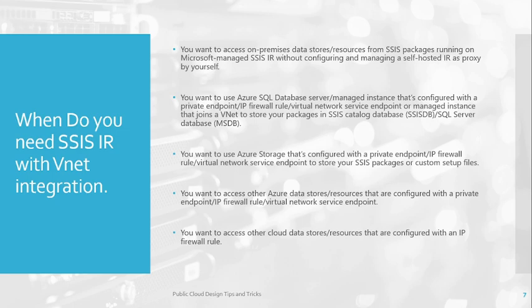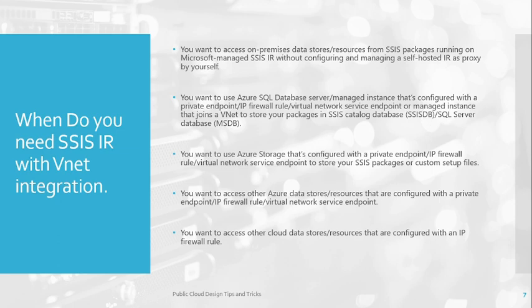Second is when you are using Azure SQL database or managed instances which are hosted with a private link endpoint, or have IP firewall rules, or have a virtual network service endpoint. There you want to connect to those PaaS services from your SSIS IR securely. Then you need virtual network integration so that you can connect to the private link endpoint subnet, and from there you can connect securely to these services.